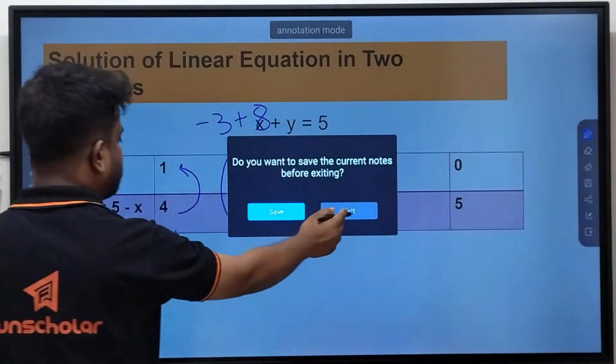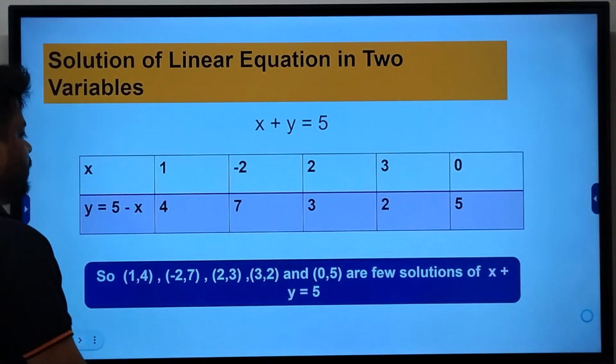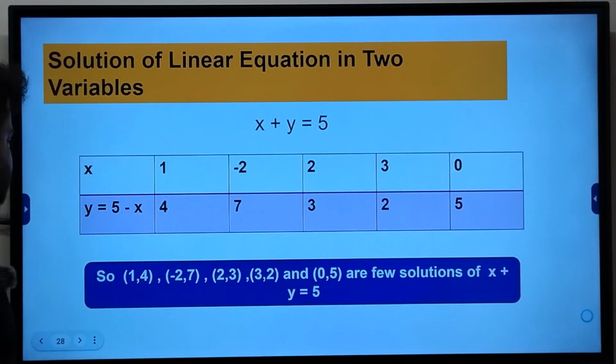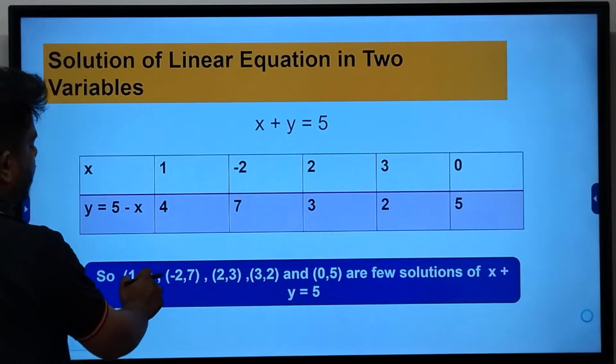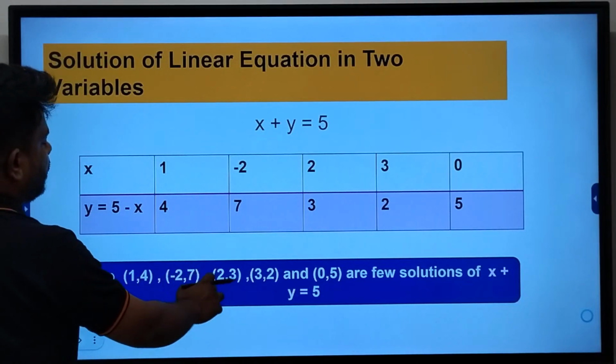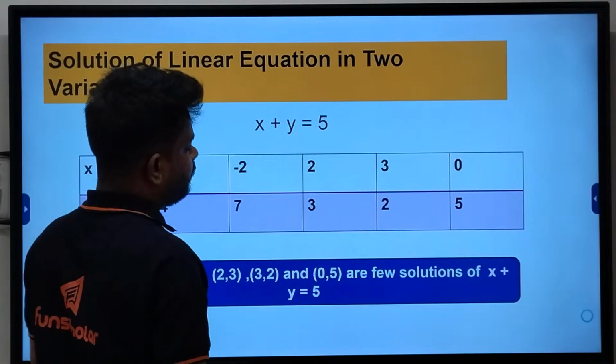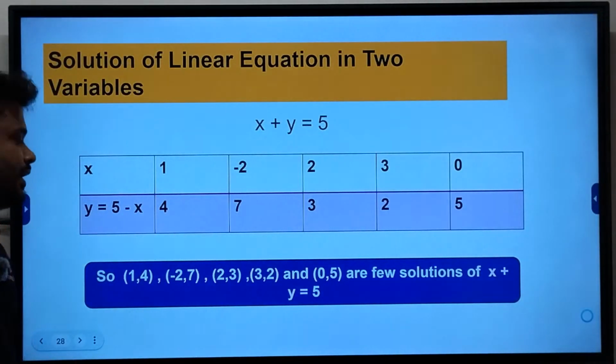They have asked how many solutions it can have. So (1, 4), (-2, 7), (2, 3), (3, 2) and (0, 5) are a few solutions of x plus y equals 5.